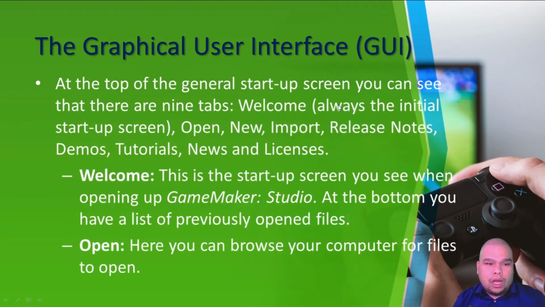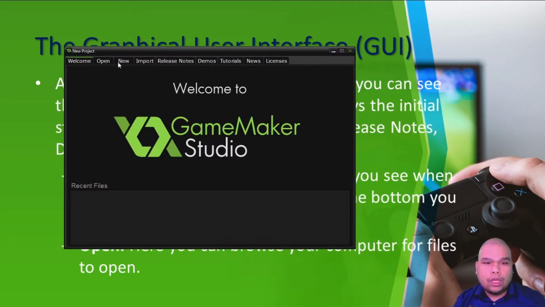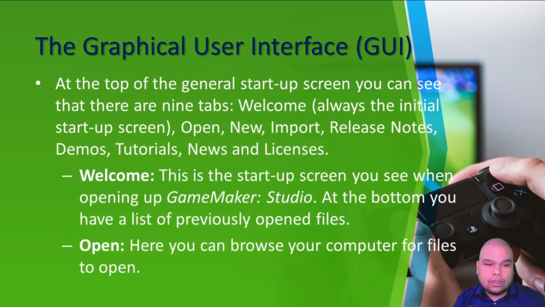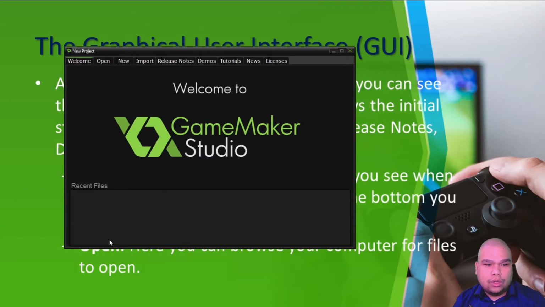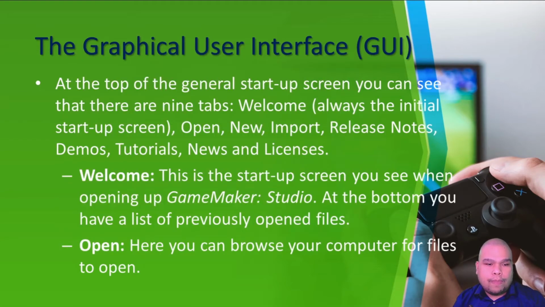At the top of the general startup screen, you can see that there are 9 tabs. That will be your welcome, open, new, import, release notes, demos, tutorials, news, and licenses. So what are these? Welcome. This is the startup screen you will see when opening up GameMaker Studio. At the bottom, you can see a list of previously opened files. It will be listed in here, under the recent files part.